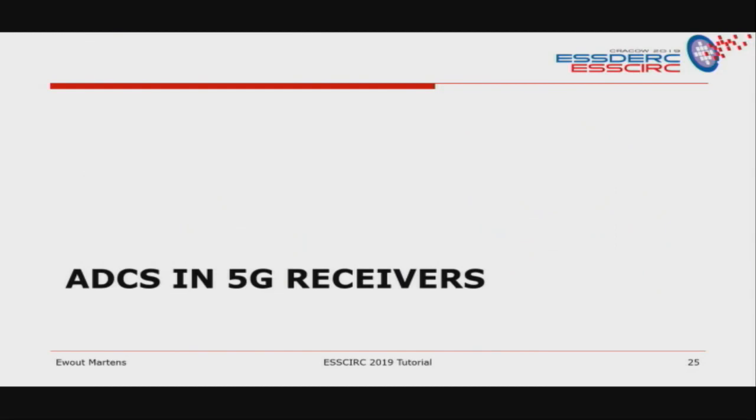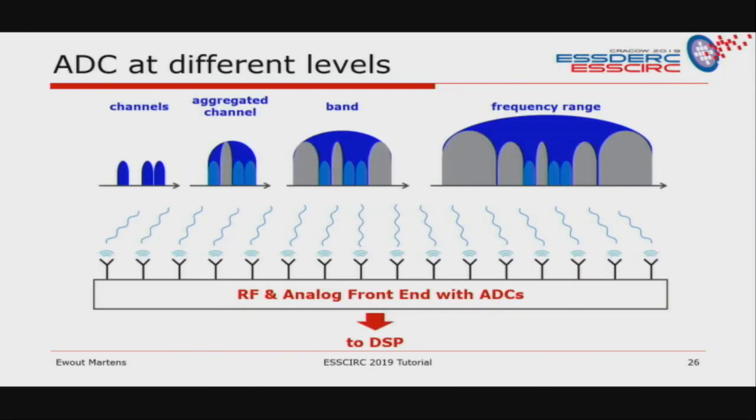Now let's have a look at ADCs in 5G receivers. I've talked about the standard of 5G, and ADCs can be defined at different levels within that standard. So you can look at the different channels where you just receive a small signal. You can look at an aggregated channel where there are some signals that you want to receive, and there can be one in between that you don't want to receive.